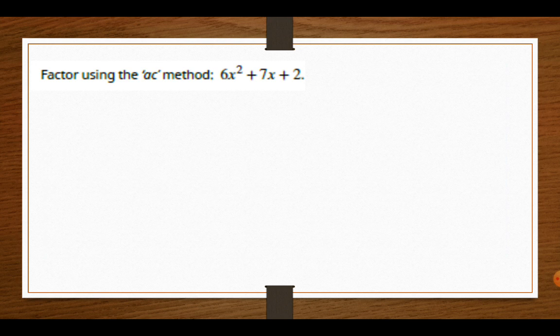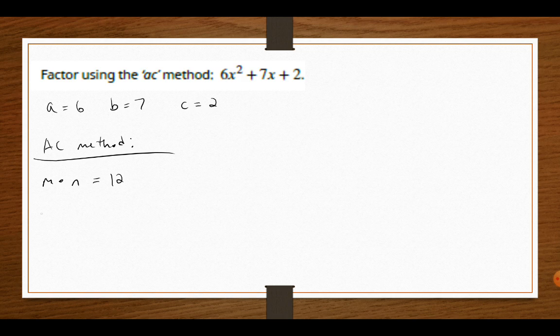So in this case, again, we're using the AC method. It's helpful to point out exactly what your A, B, and C values are. So again, this is the AC method. We'll need to find the following: the factors of A times C, so that's 6 times 2, that also add to give me B, which is 7.